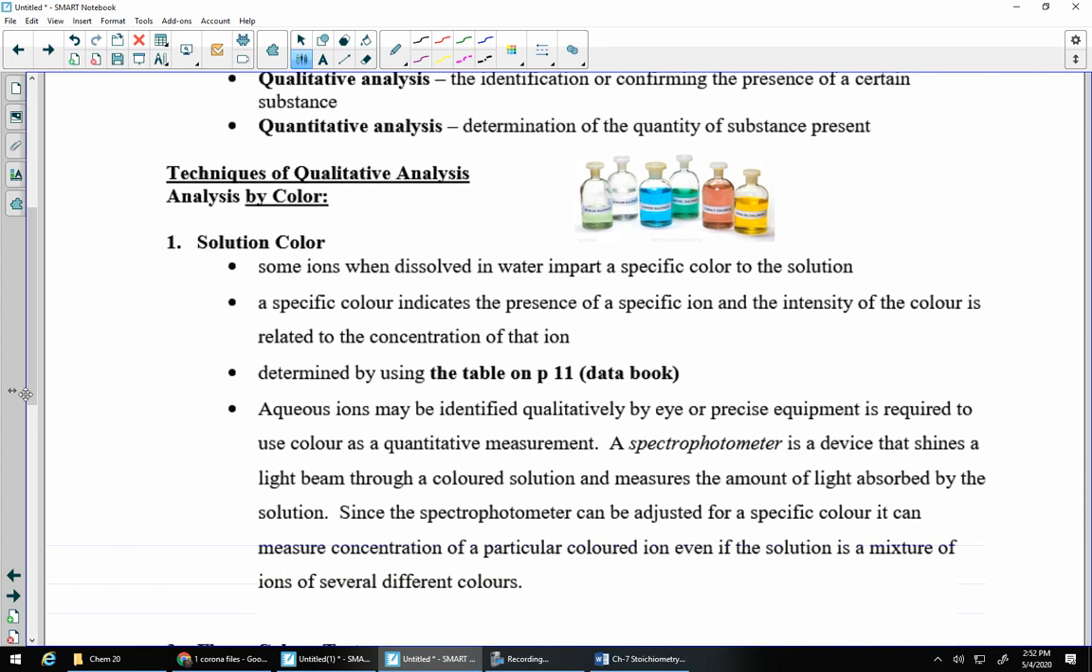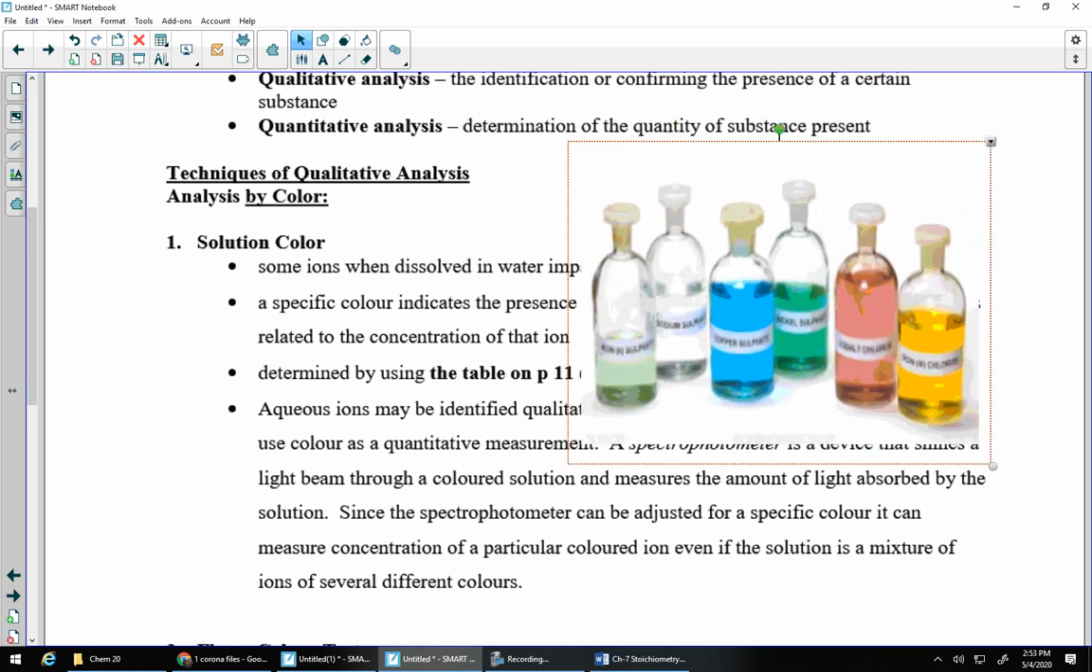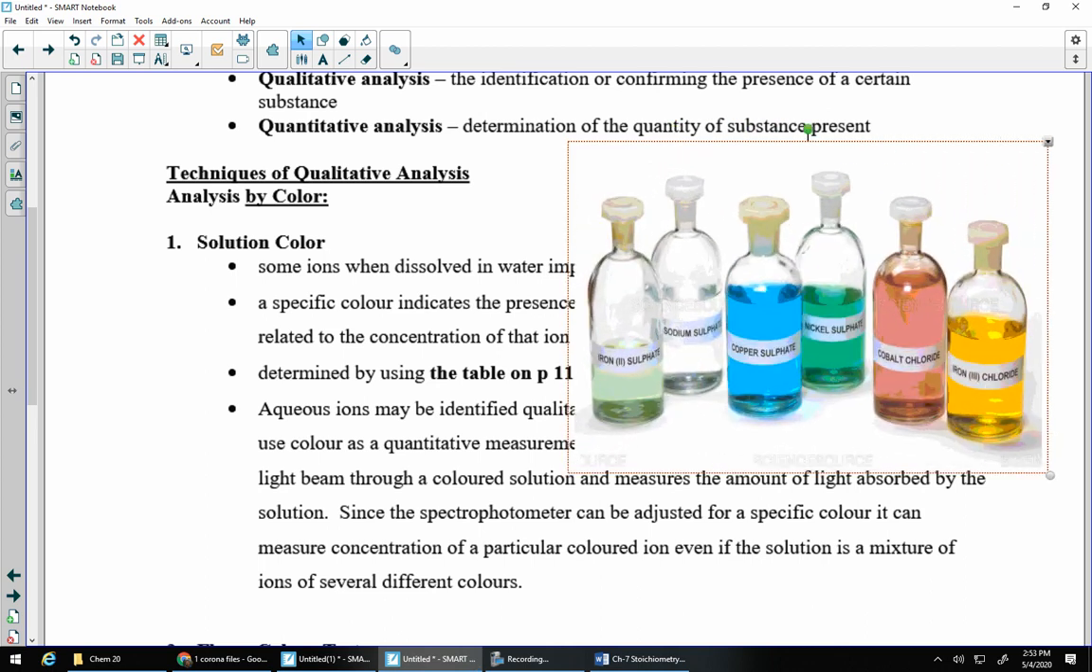So the first thing is, we can analyze a lot of stuff and we can identify things by colors. So solution color by itself is one way that we can identify very particular ions. And if we look at the picture up here, let's make that a little bit bigger. It was blurry, now it's less blurry. So I've got iron(II) sulfate, sodium sulfate, copper sulfate, nickel sulfate, cobalt chloride, and iron(III) chloride. And we can have a look.